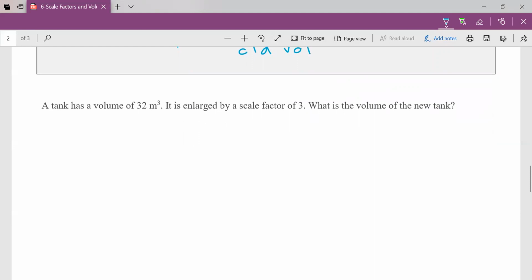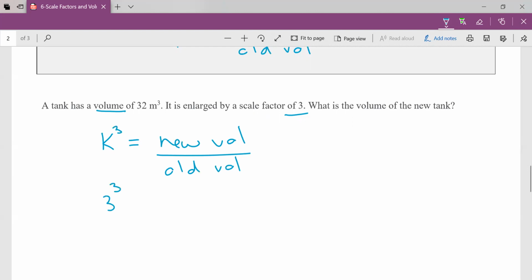All right, let's just try a couple of examples. So we've got a tank has a volume of 32 meters cubed. As soon as I see that word volume, I'm going to underline it. It's enlarged by a scale factor of 3. What is the volume of the new tank? All right, I write down my formula. It's volume, so it's k cubed is new volume over old volume. Well, my scale factor is 3, so 3 cubed. My new volume is what we're looking for. Sorry, I'm losing my voice as I'm doing this video. And my old volume is 32 meters cubed.